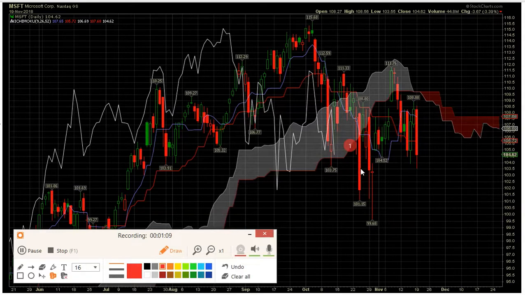So it broke down here. It actually traded back up to the edge of the cloud, but it never passed through it. So resistance held, and it continued lower. So that's the first item.